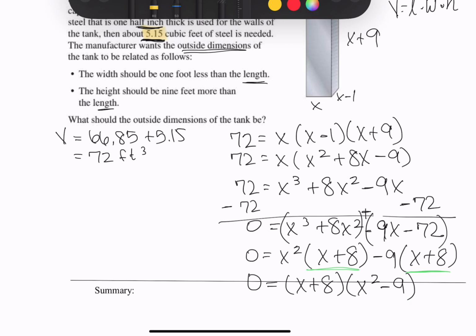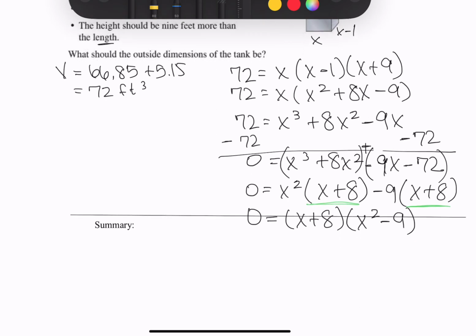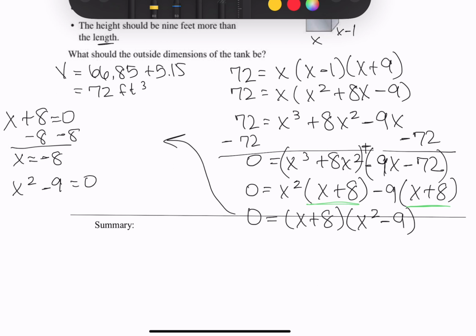Okay, all I've done so far is factor. It is time to start solving it. So take each one of these factors and set them equal to 0. Let's start with x plus 8. Subtract 8 from both sides. I get x equals -8. All right, let's do the other factor, x squared minus 9. I'll add 9 to both sides. x squared equals 9. If I take the square root of both sides here, I'm going to end up with two answers. x can be positive or negative 3.